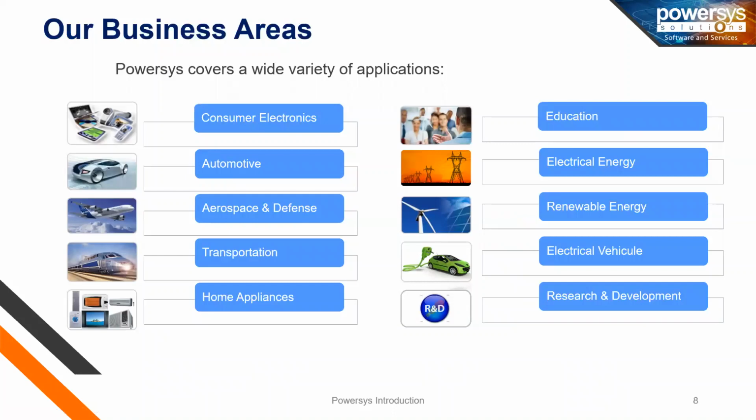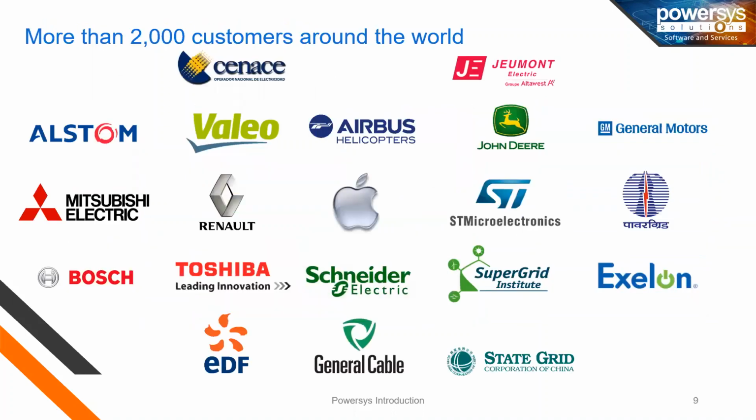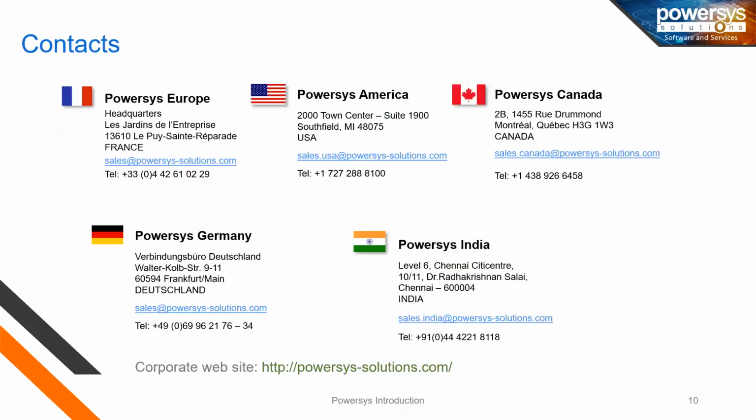Here you can see our business areas because we work not only in consumer electronics, but we can also work with automotive manufacturers, aerospace and defense companies, transport, electrical energy, renewable energy, electrical vehicle, and so on. And here you can see some famous customers that we used to work with, depending on the software. And here you can see our contact. If you want to contact us, you can directly reach us through this email address.